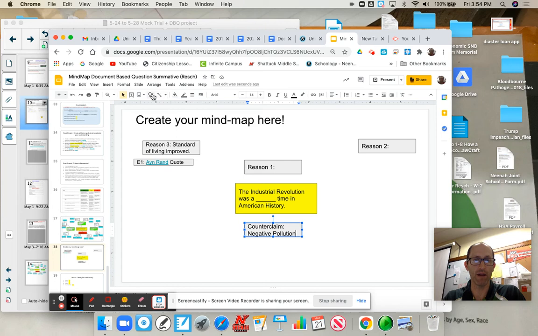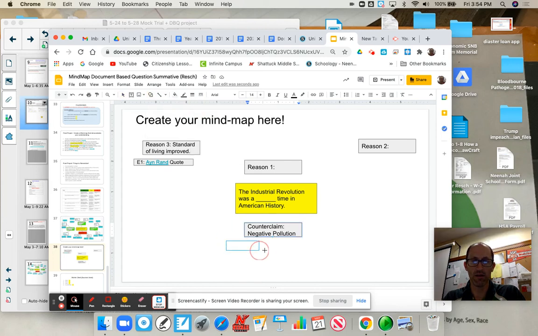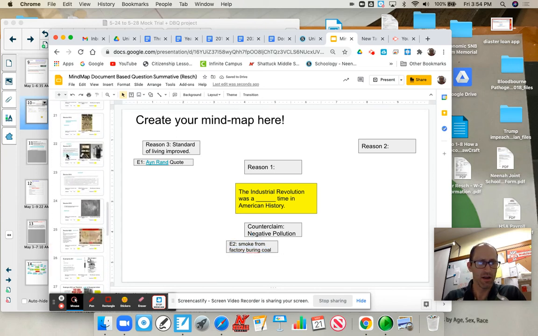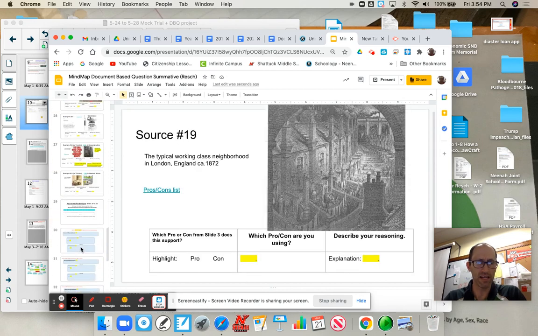And again, I have to put in a little piece of evidence right here. So I'd grab myself a text box, or just a box for that matter, and I would put it down as E2, evidence 2, and maybe it's smoke from factories, burning coal. Too big? No problem. We shrink it. So now it fits in there. So then I can find my resource, and we can see it in this one right here, source 19.